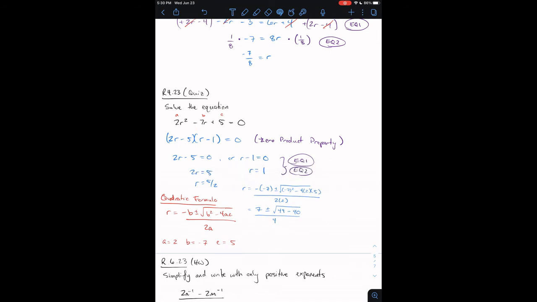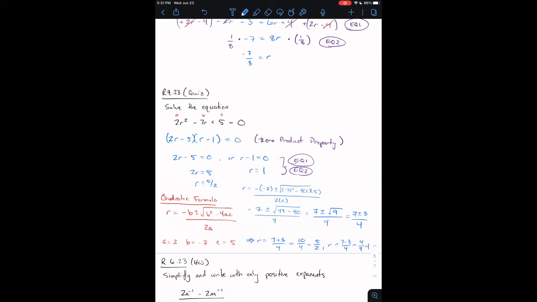Squish. Okay. And then on the inside, notice this is going to be 7 plus or minus the square root of 9 over 4. And the square root of 9 is 3. So 7 plus or minus 3 over 4. Okay, so that means I have r equal to 7 plus 3 over 4, which is 10 over 4, which equals 5 halves. Or r equals 7 minus 3 over 4, which is 4 over 4, which is 1.